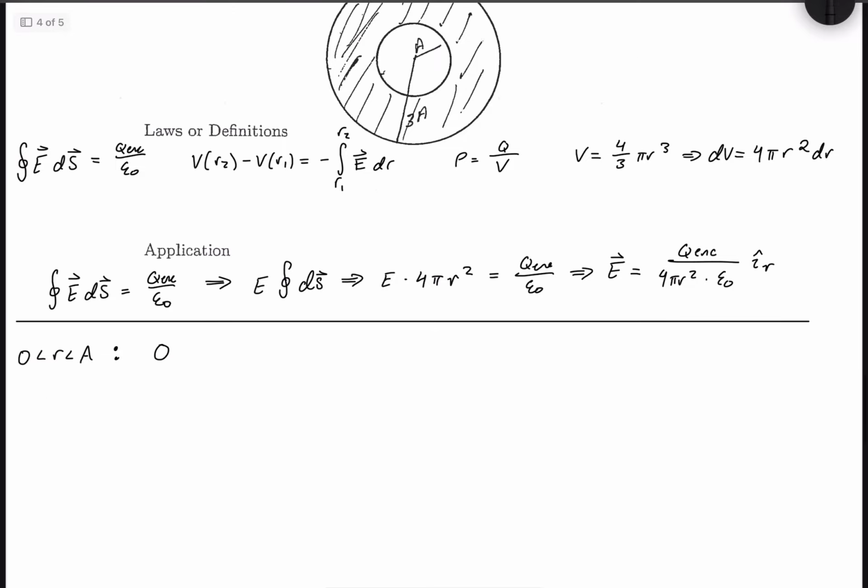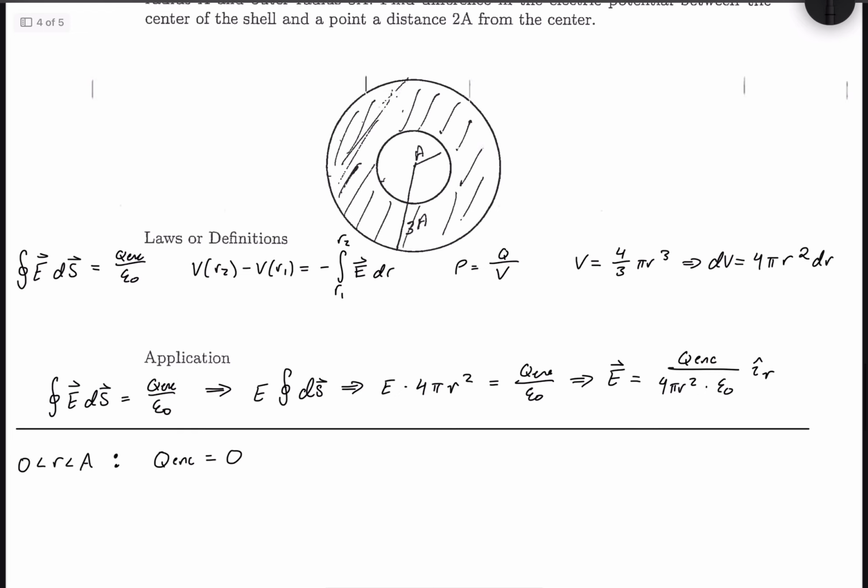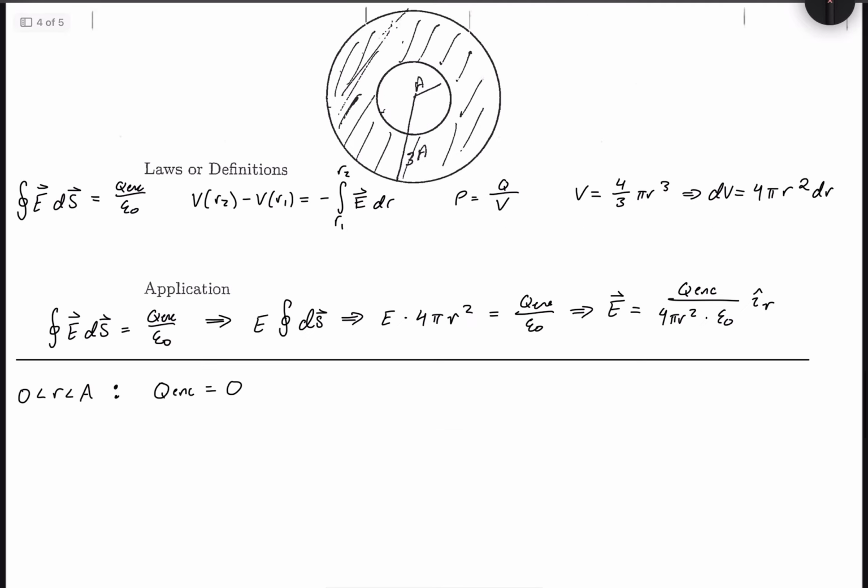So Q enclosed is 0. There is no charge. If the Gaussian object was in this region, it would be enclosing no charge because the charge starts at A, which means that the electric field here is similarly 0, because if you plug this charge into the equation, you get 0.